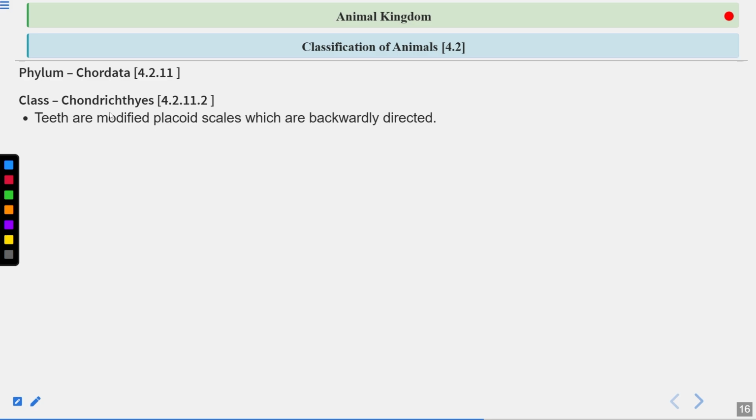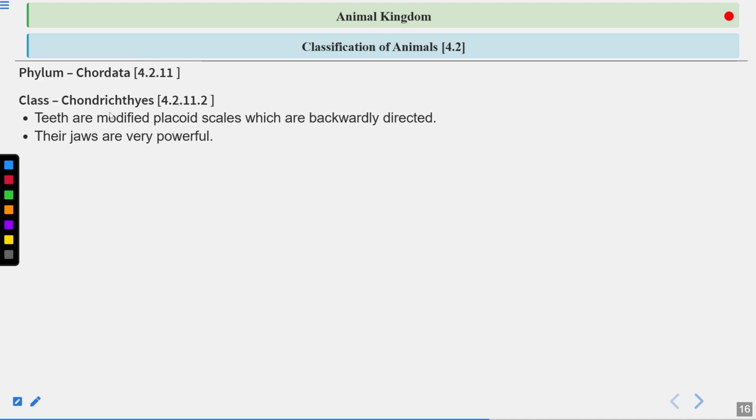Teeth are modified placoid scales which are backwardly directed. Now see, they have very strong teeth, right? And their teeth are a modified form of these placoid scales only, and they are directed backwards. So this is one of the very, very important features in the case of chondrichthyes. Their jaws are very powerful.